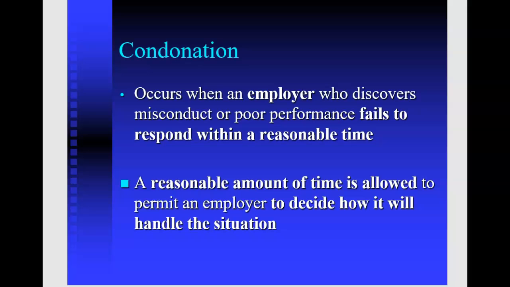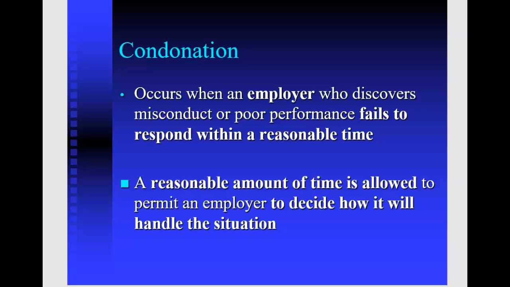Condonation. So, to condone someone. An employer will condone an employee when the employer discovers a misconduct or poor performance and then fails to respond within a reasonable time. And reasonable time here will be subjective. It depends on what the misconduct or poor performance is. But reasonable time could also be understood as as soon as possible, or as soon as it becomes practical to correct that misconduct or poor performance. If the employer fails to respond to correct within this reasonable time, then the employer is actually condoning that behavior.